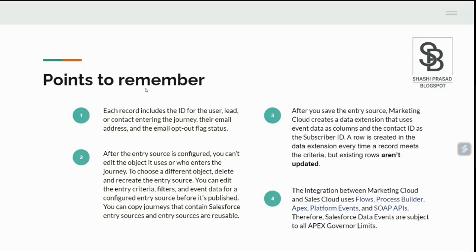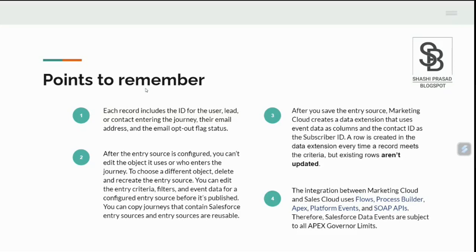Now, the other point is a row is created in the data extension every time a record meets the criteria. Say you want to bring a contact object into Marketing Cloud, and you have specified certain criteria, let's say email address is not null and the opt-out flag is false. Not every record is going to enter based on the criteria. Only if the criteria is met is it inserted or updated.